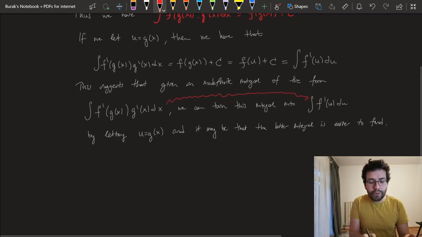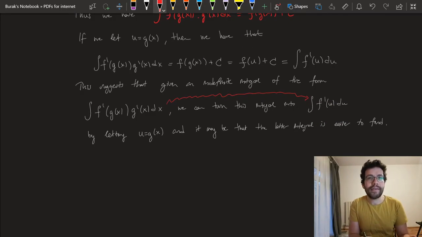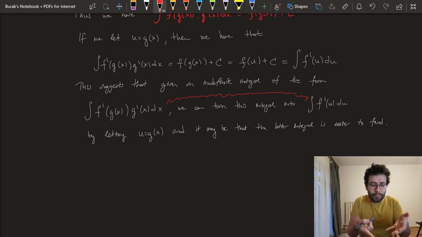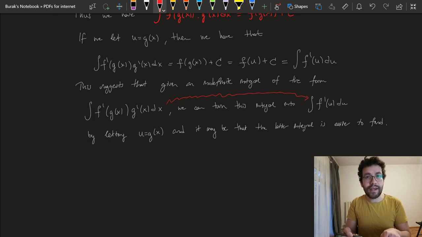But how do you know that your integral looks like this? Like f prime of g of x times g prime of x. You don't see why an arbitrary integral that you run into in practice should look like this. They will not. What you're supposed to do is make them look like this so that you can apply this technique and write them as an indefinite integral, which is presumably simpler.